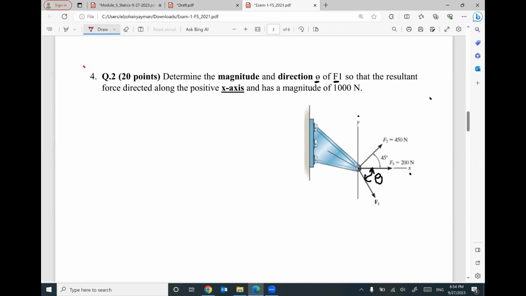And we are given also the magnitude and the direction of the resultant force. The resultant force is given. So first of all, this system is not in equilibrium. But in this system, the resultant force is given. So this is module number 1.